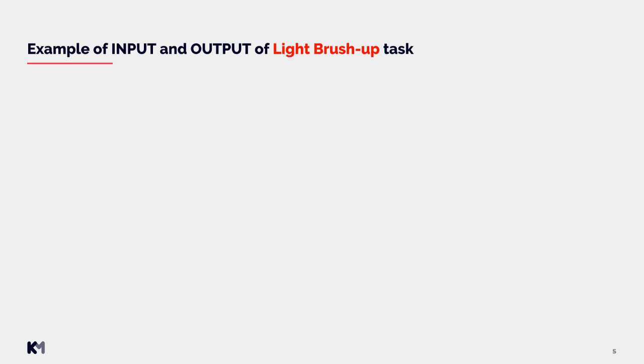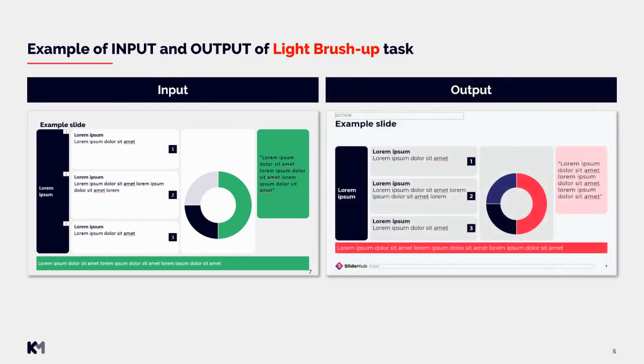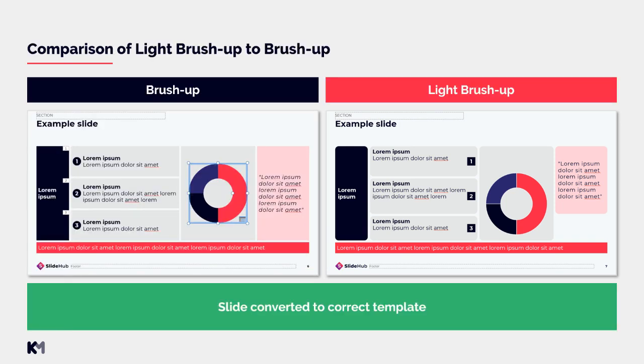Here we can see example of input and output of light brush-up task. This is our input, and this would be our output of light brush-up task. You can notice that all the previously mentioned points were conducted on this slide. To fully understand what edits are needed for the light brush-up task and as well understand the real difference between light brush-up and regular brush-up, we have developed these slides that go through each edit separately.